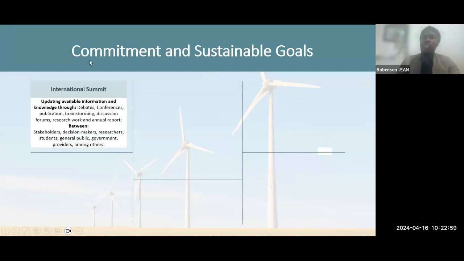At this time, we have the possibility to update available information, knowledge, or techniques through debates, conferences, publication, brainstorming, publication of books, of articles, discussion forums, workshops, research work, and annual reports. And this will be made by ourselves, who are stakeholders, decision makers, policy makers, researchers, students, general public, government, providers, and so on.